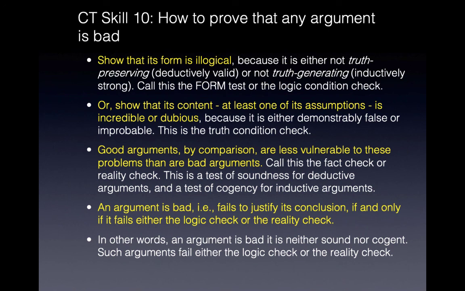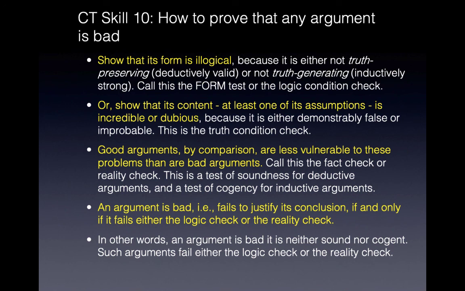Summarizing here, if we want to prove an argument is bad, we could also show that its content, or at least one of its assumptions, is false, incredible, dubious. That's the truth condition test. Good arguments, by comparison, are less vulnerable to these problems than are bad arguments. But really, all arguments are vulnerable to criticism, right? They're only as good as their weakest assumptions. They are only as strong as the form. This is a test for soundness in deductive arguments, or a test for cogency in inductive arguments.